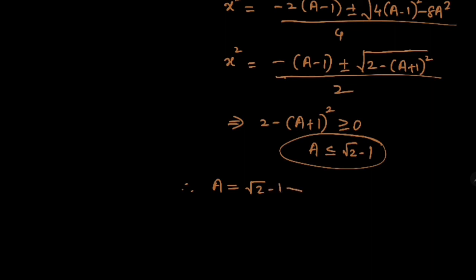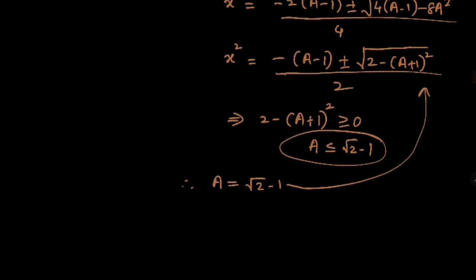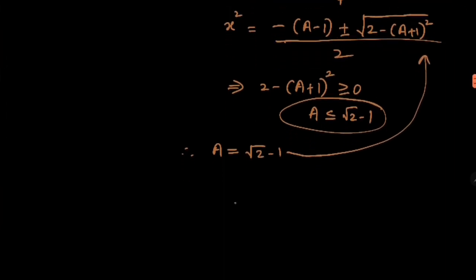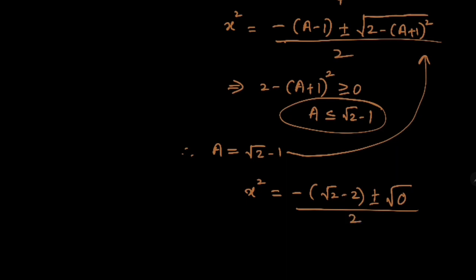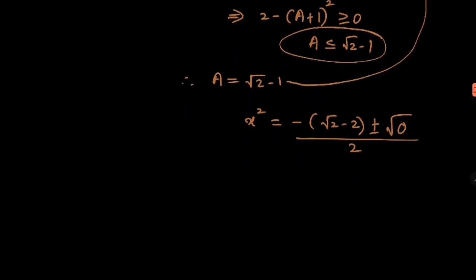Substitute this A value into this equation and simplify, you are going to get x square equals minus (root 2 minus 2) plus or minus square root of 0, by 2. This is what you will get on substitution. Just simplify and you are going to get x square equals (2 minus square root of 2) by 2.